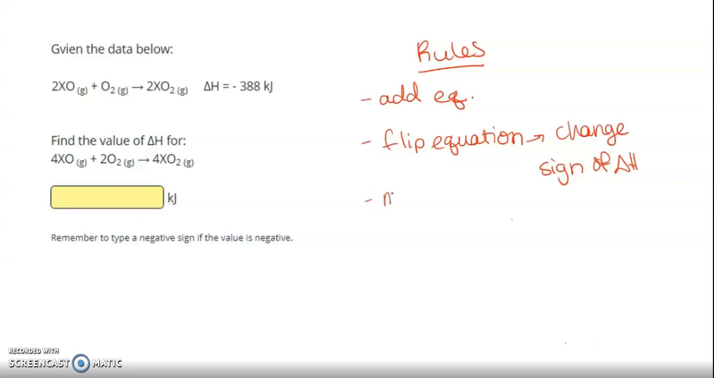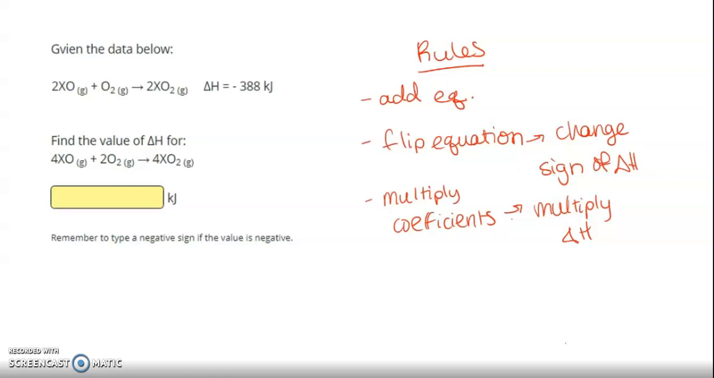And finally, if you need to multiply the coefficients in an equation by a certain number so that you can get that final equation that you want, then you also multiply delta H by that same number. And that's what we'll see in our example over here.